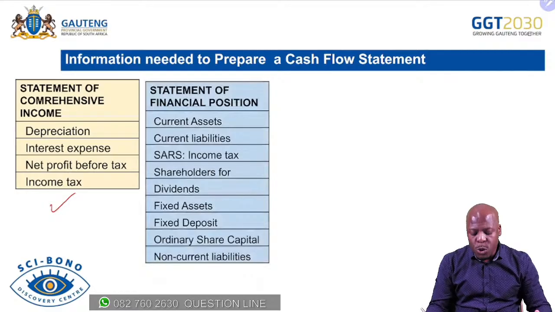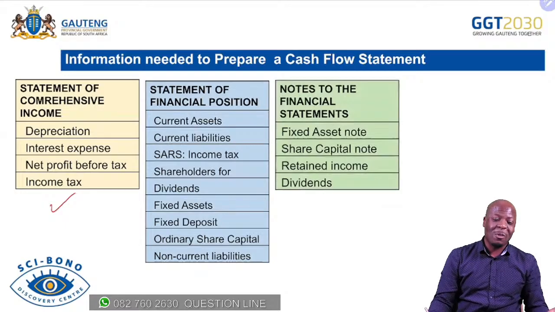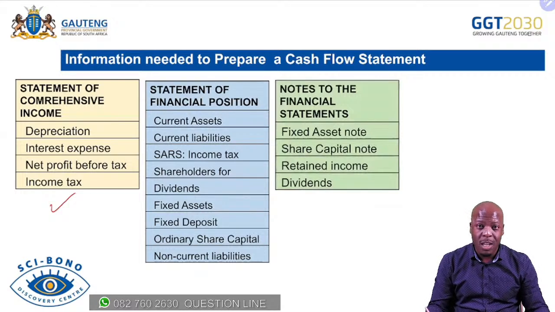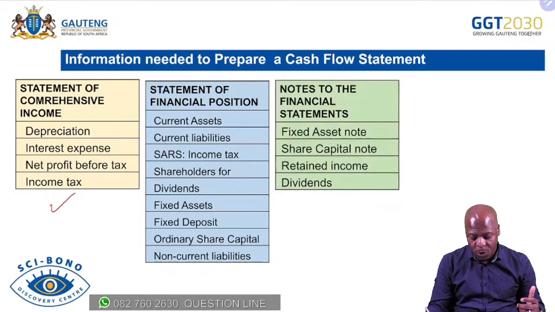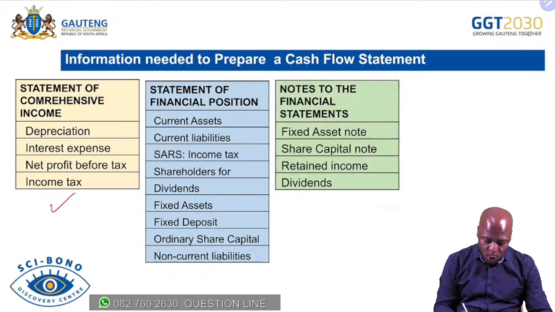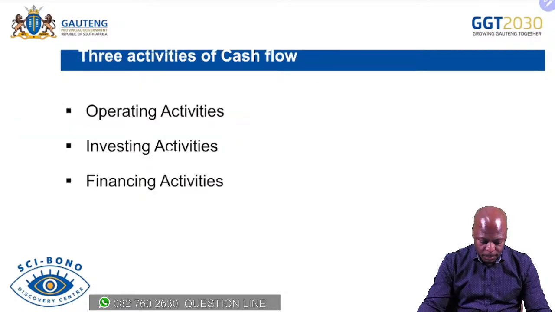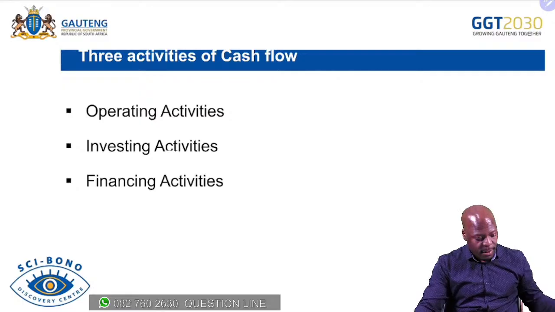Now, you will also need the following notes. You need your fixed asset note, that is your note number 3. And I know most of you do love this particular note. So you need your fixed asset note. You need your share capital note, that is your note number 7. Your retained income note, that is your note number 8. You will need to know these notes. And then it is important as well that you know where we get our dividends. You need to know the calculation for dividends. Now, the cash flow statement is split into three parts.